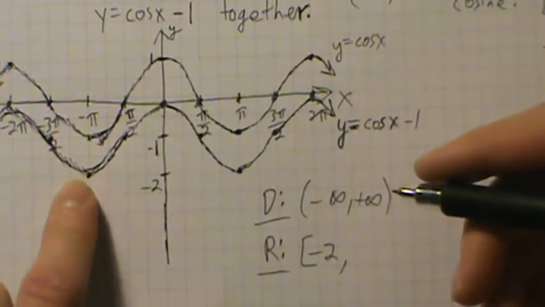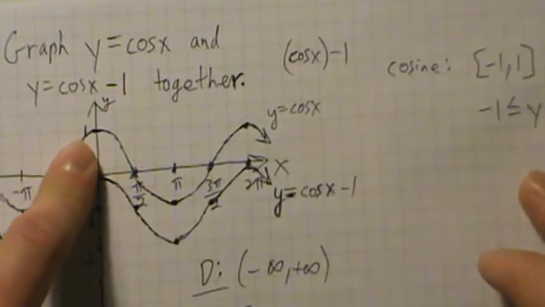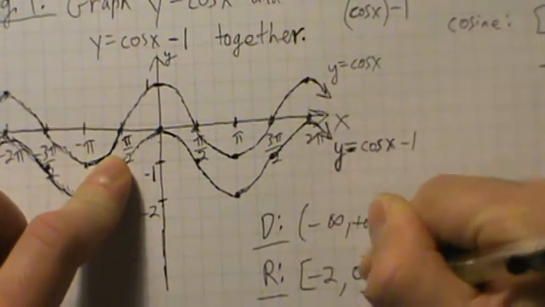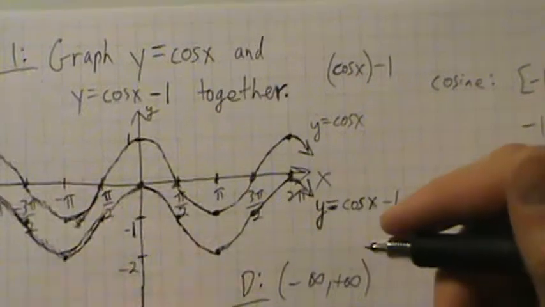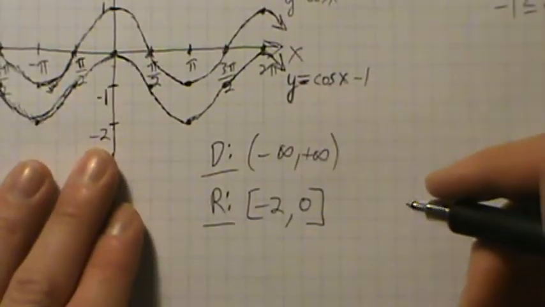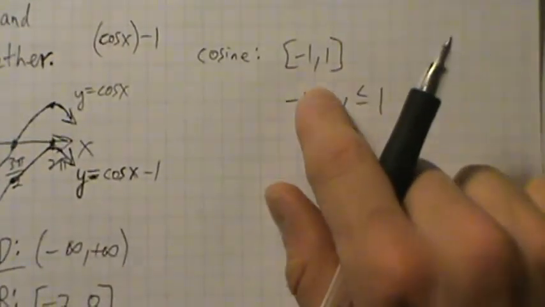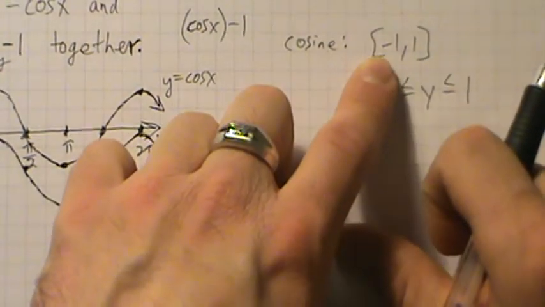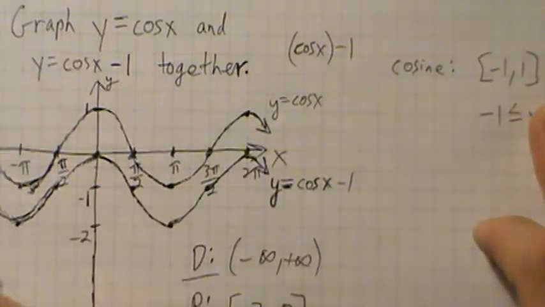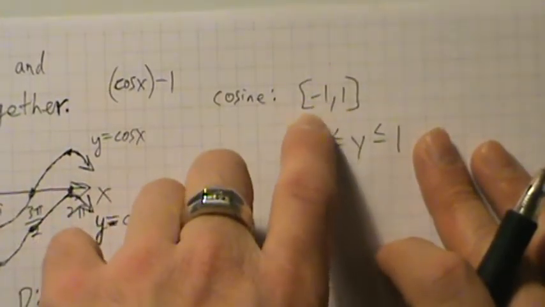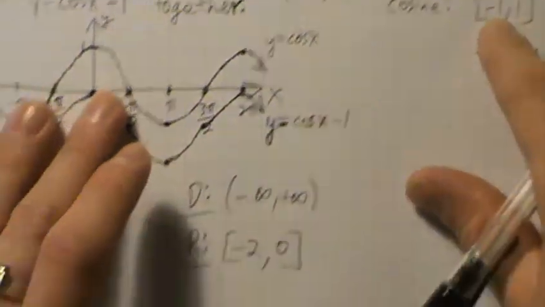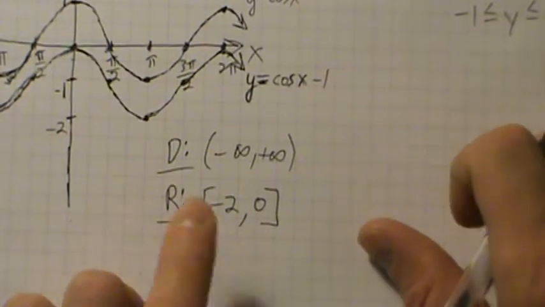What's the new maximum value? Well, it used to be positive 1, but if we push everything down 1 unit, positive 1 gets pushed down to 0. So 0 is the new maximum. Since we pushed everything down 1 unit, the range gets shifted downwards. It used to be negative 1 to 1. Since range is the y-coordinate, all the y-coordinates decrease by a unit. So we just take these and subtract 1 from each. Negative 1 minus 1 is negative 2, 1 minus 1 is 0, so that's our new range.